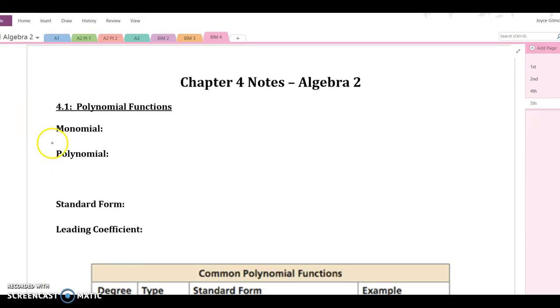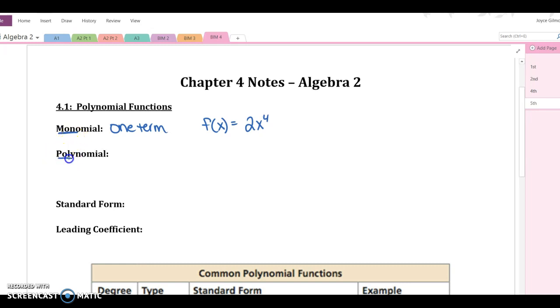A monomial, the prefix mono, like the illness, means one. So a monomial is one term. For example, if I had a polynomial, f of x equals 2x to the fourth, and it was just that one term, that would be called a monomial.